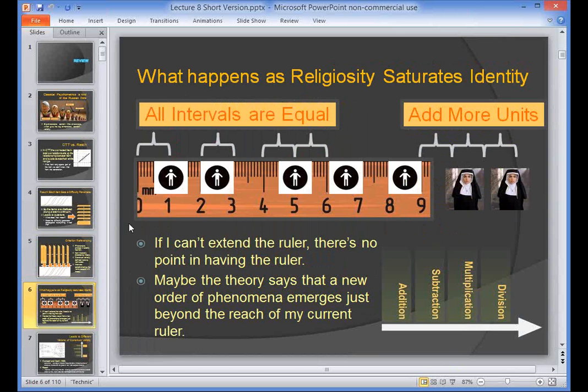So you may have some ideas about religiosity. Maybe you have some ideas about how religiosity eventually saturates identity. The only thing that is available to you is a population of college students. So you begin your scale construction process with college students. And with the college students, you're able to work out this ruler here that varies from 0 to 9, let's say, just an arbitrary scale of measurement.